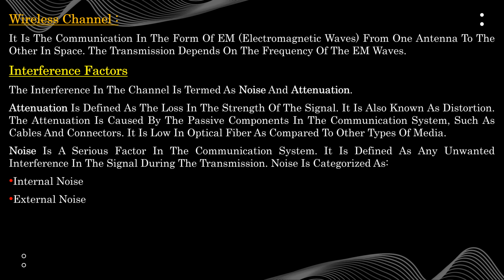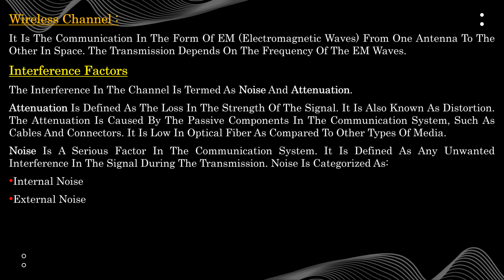Wireless channel. It is the communication in the form of EM, electromagnetic waves, from one antenna to another in space. The transmission depends on the frequency of EM waves. Now the interference factors. The interference in the channel is termed as noise and attenuation. Attenuation is defined as a loss in the strength of the signal. It is also known as distortion. The attenuation is caused by the passive components in the communication system, such as cable and connectors. It is low in optical fiber as compared to other types of media.